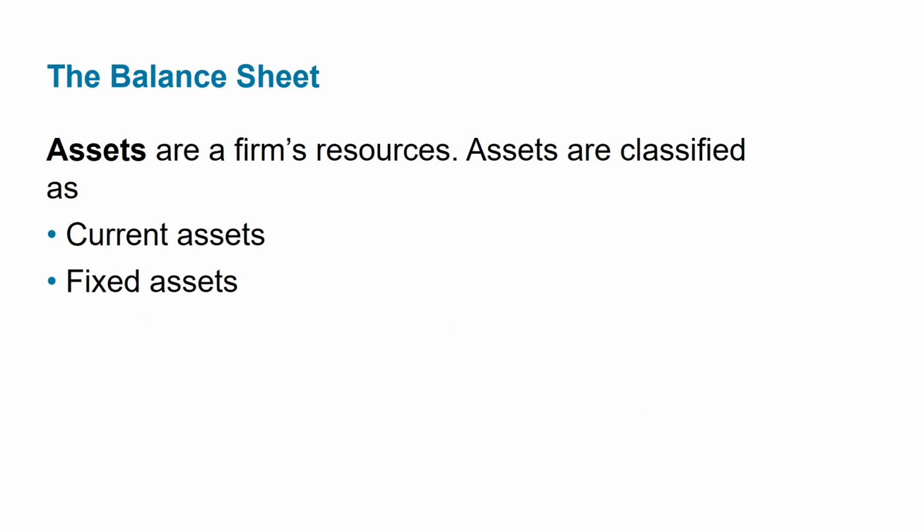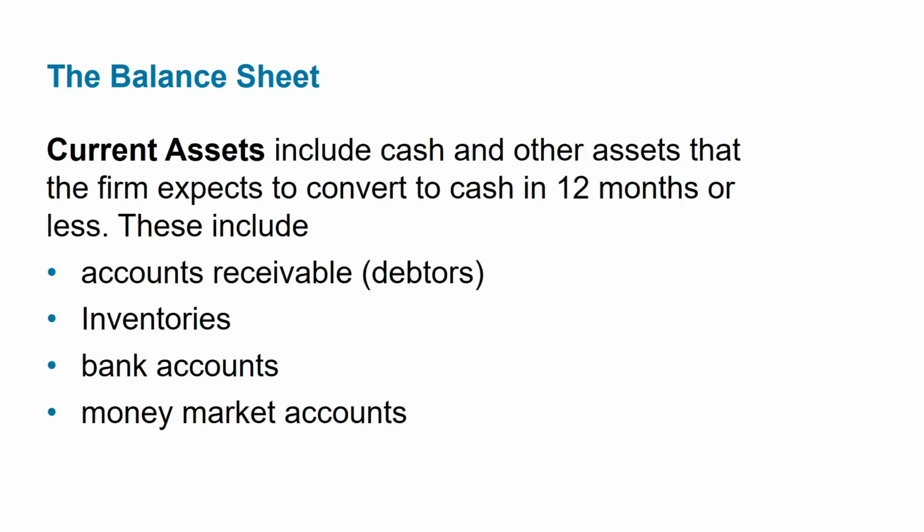Now, let's take a closer look at the assets. Assets, as you recall, are a firm's resources. They can be classified as current assets or as fixed assets. Current assets include cash and other assets that the firm expects to convert to cash within a period of 12 months or less. These include accounts receivables or debtors, inventories, bank accounts, and money market accounts.